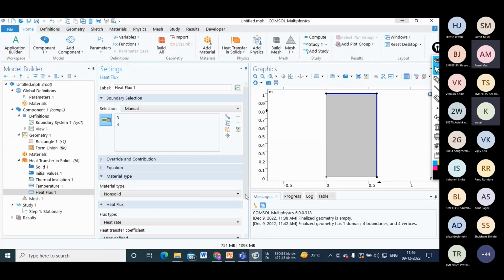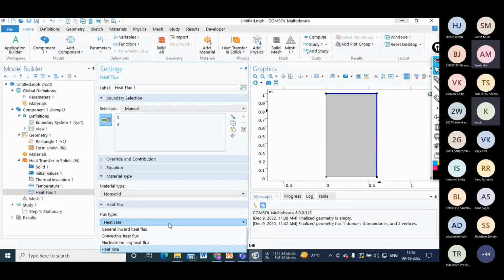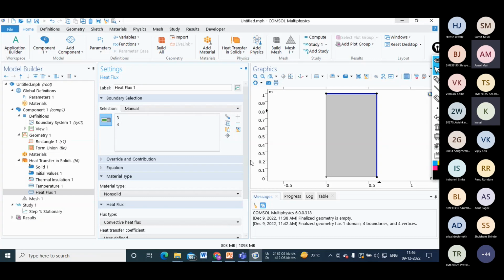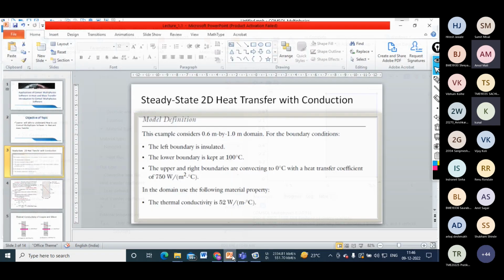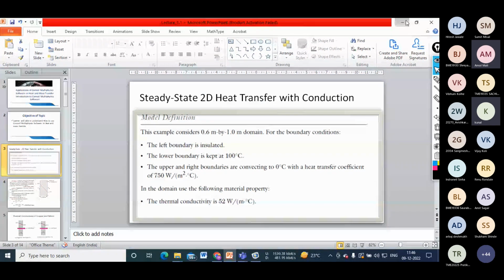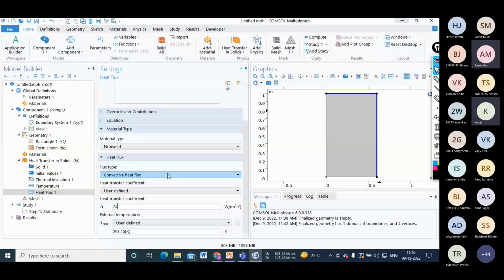So convecting heat flux. How much is the heat transfer coefficient? 750. And temperature is what? Temperature we have provided 0. Here you can provide the unit DEGC. Okay, next to that, mesh.